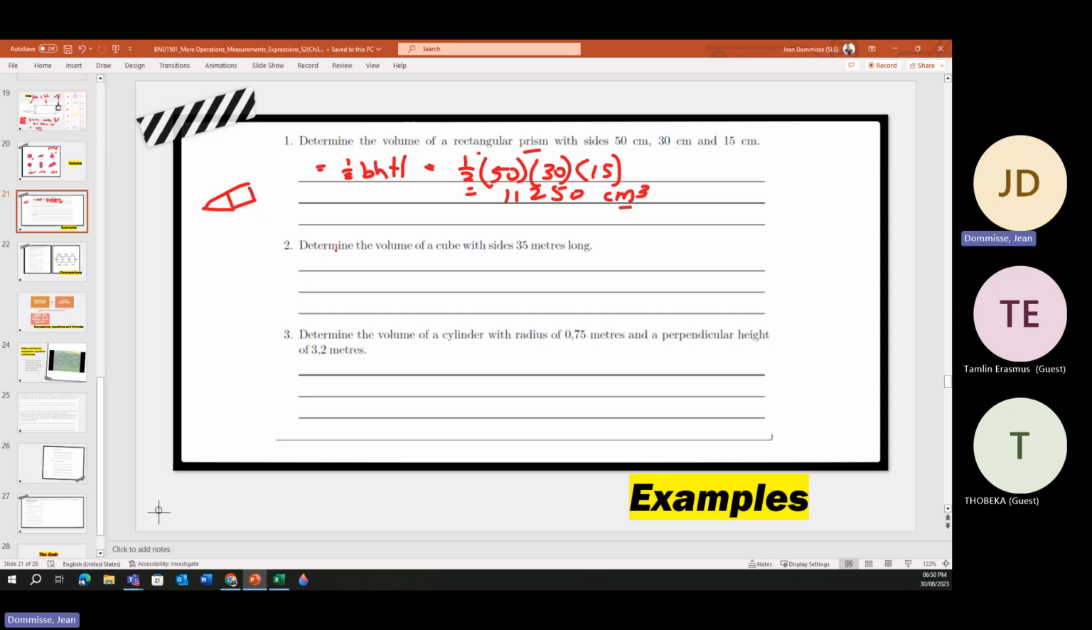Okay, so then determine the volume of a cube. So for a cube, we know that all the sides are equal. So all that we do with a cube is to say, okay, the volume is 35 to the power of 3. So 35 times 35 times 35.